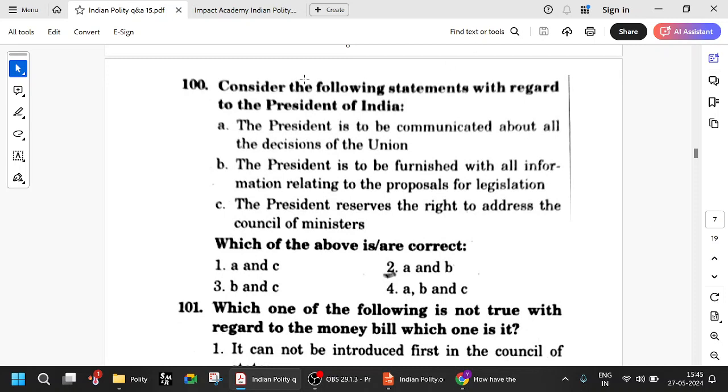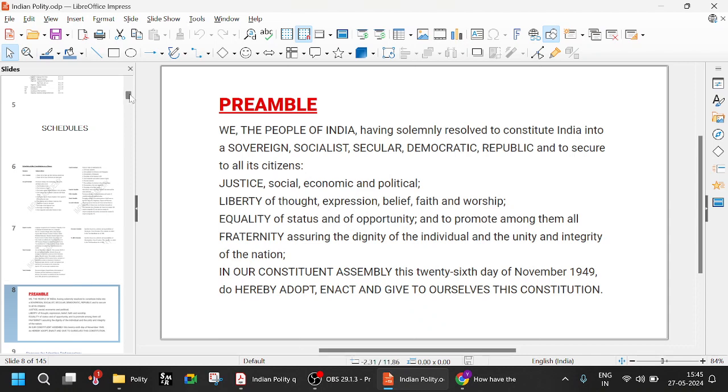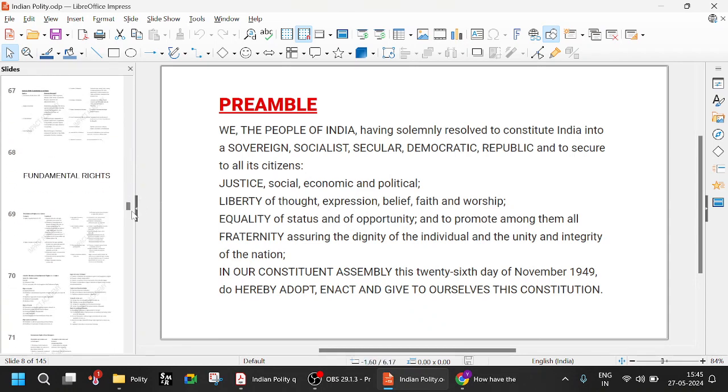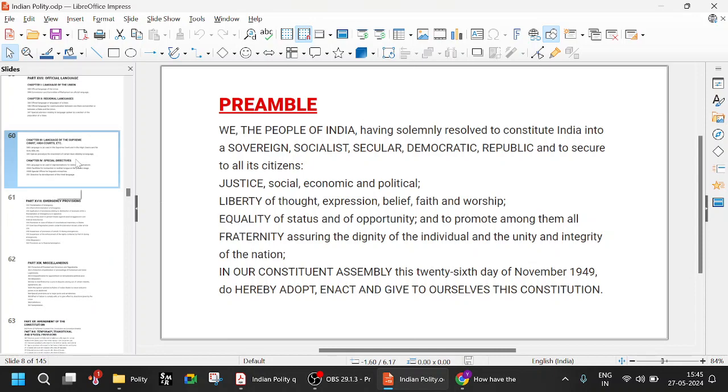So consider the following statements with regard to the President of India. The President is to be communicated about all the decisions of the Union. We have already seen this article, very important. 73, 74, right? President means 52. President is Article 52.